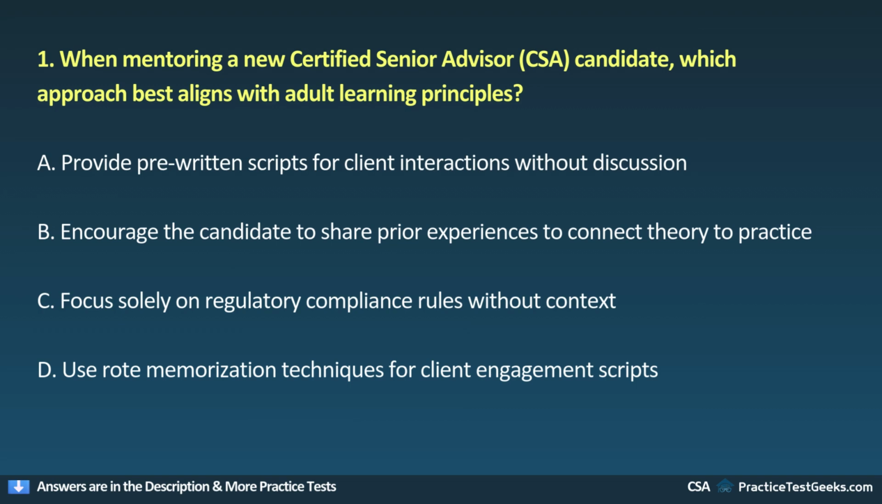1. When mentoring a new Certified Senior Advisor (CSA) candidate, which approach best aligns with adult learning principles? A. Provide pre-written scripts for client interactions without discussion. B. Encourage the candidate to share prior experiences to connect theory to practice.